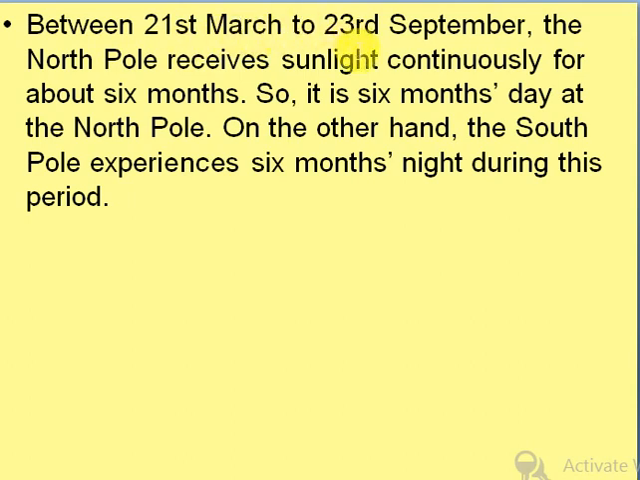Between 21st March and 23rd September, the North Pole receives sunlight continuously for about 6 months. So it is 6 months day at the North Pole. On the other hand, the South Pole experiences 6 months night during this period.